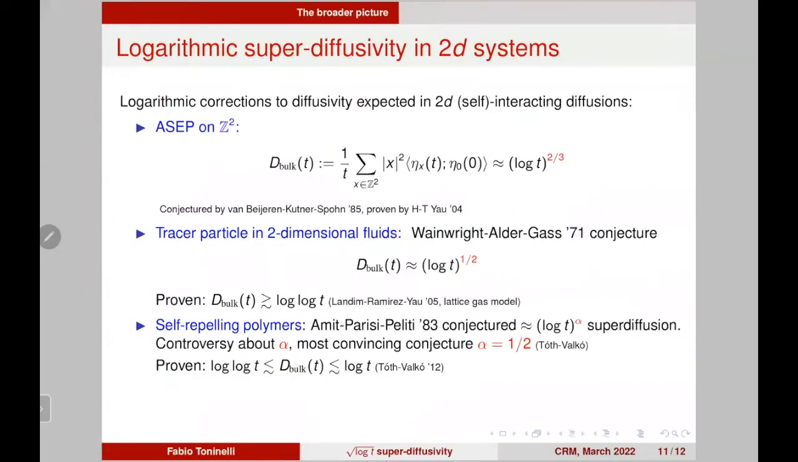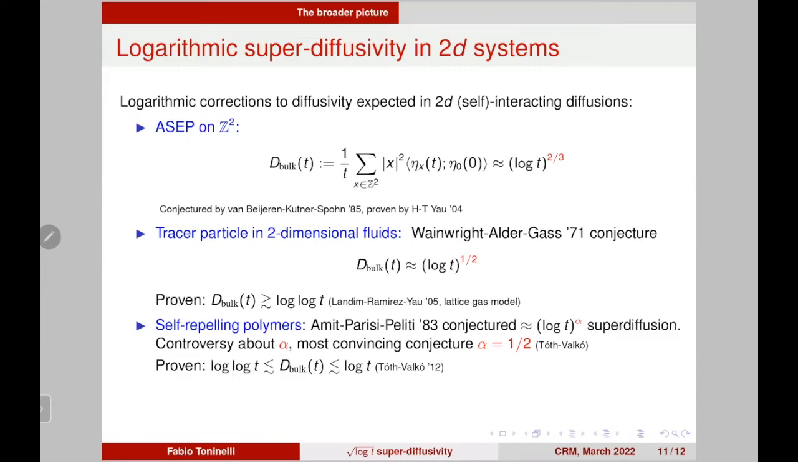Again, there is another case where this behavior is conjectured, the so-called self-repelling polymer. You have to imagine some Brownian motion, some diffusion that has a drift at time t, which is somehow pushing the particle away from the places it has already visited. It has a drift proportional to minus the gradient of the local time. It's self-repelling because it tries to avoid places it has visited in the past. And then this object in dimension 2 was conjectured again to be logarithmically superdiffusive.